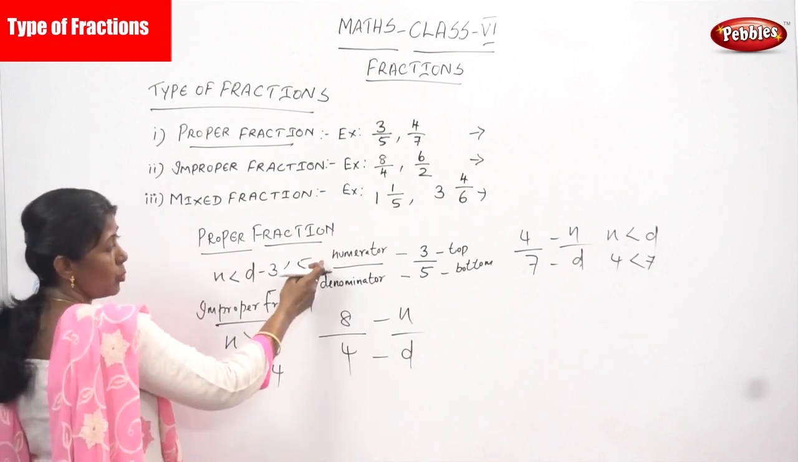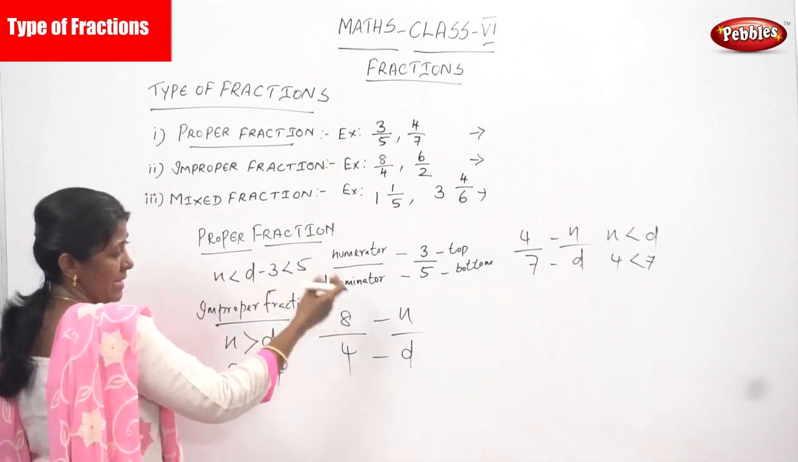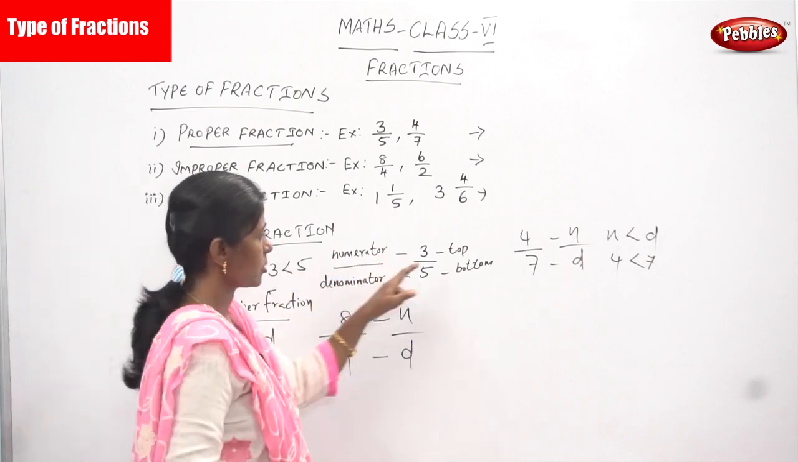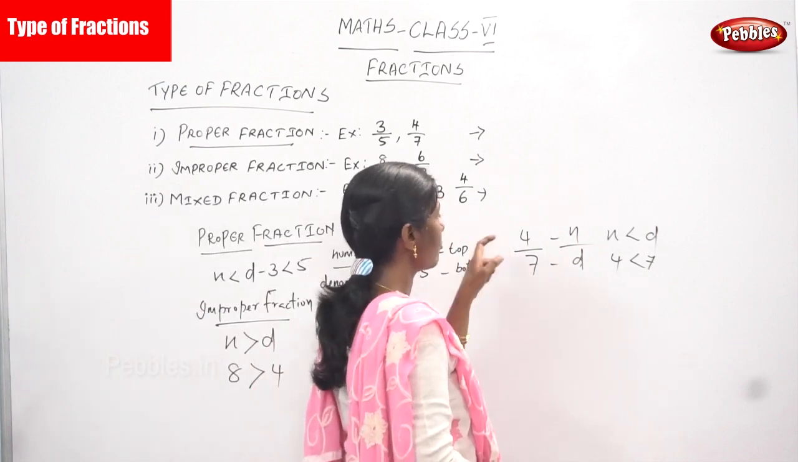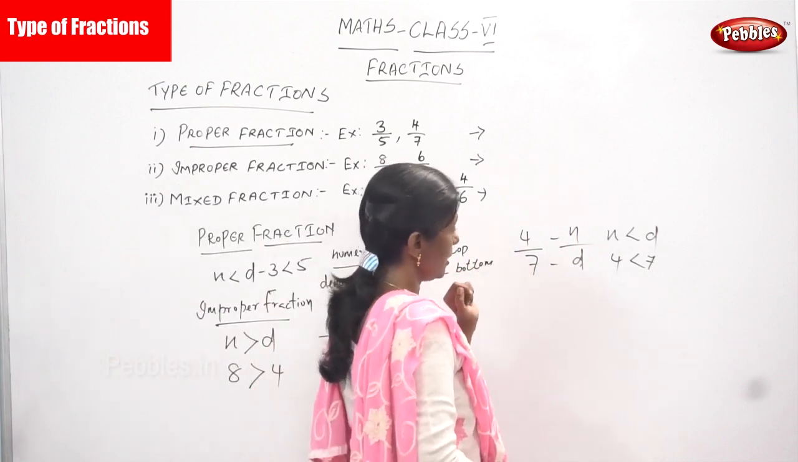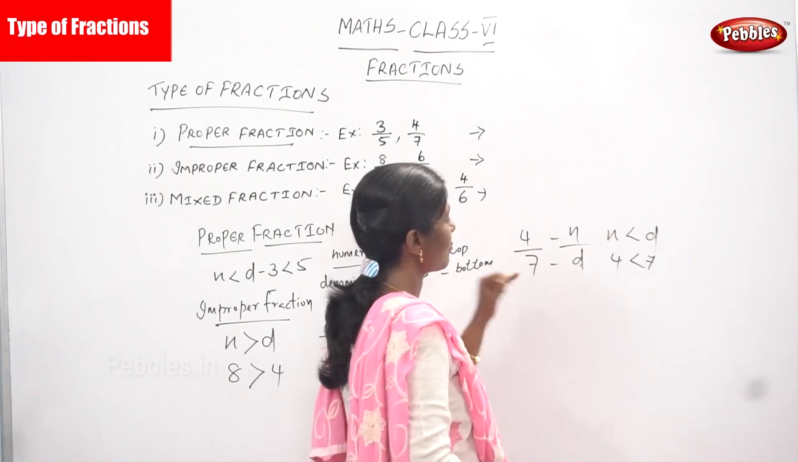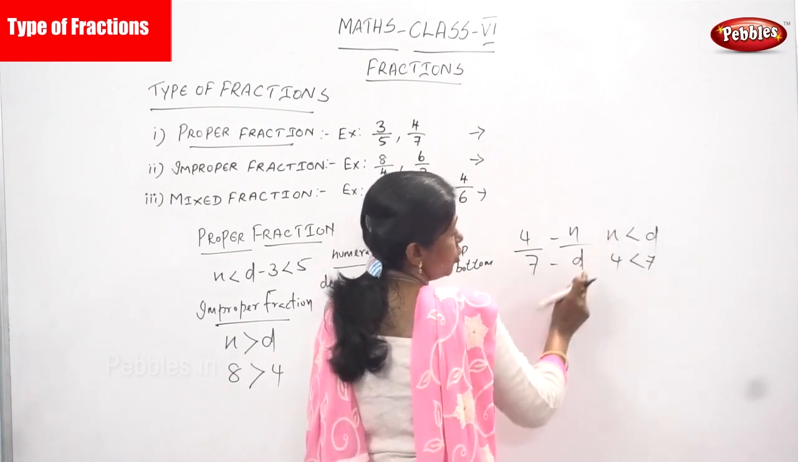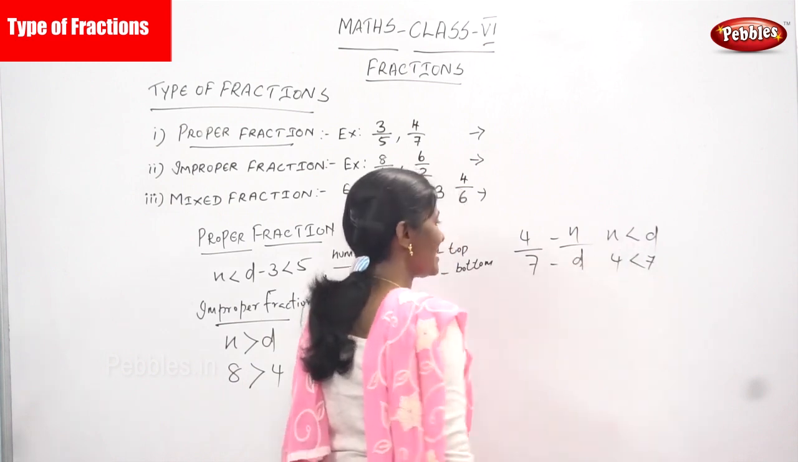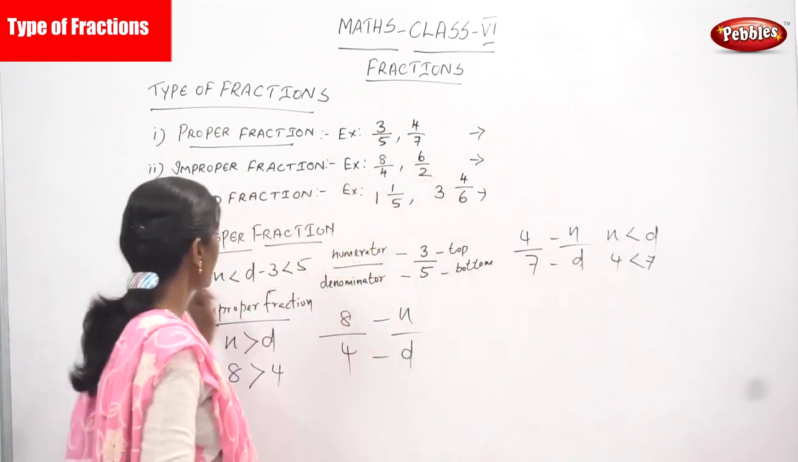We know numerator divided by denominator. Example is 3 by 5. 3 is the top number and 5 is the bottom number. And here 4 is the numerator, the top number, and 7 is the bottom number, the denominator. So numerator is less than denominator, that is the rule of proper fraction. So 4 is less than 7, so we can clearly say it is a proper fraction.